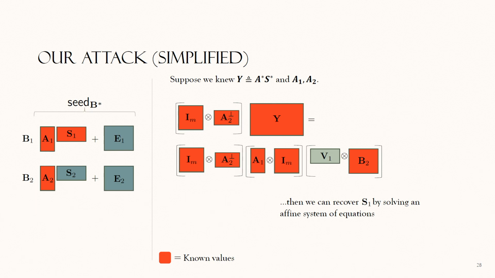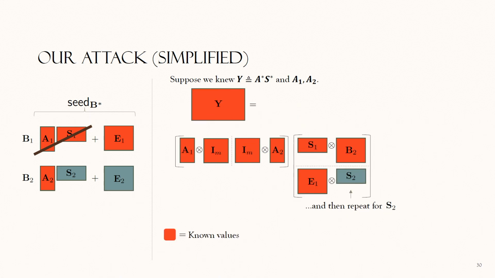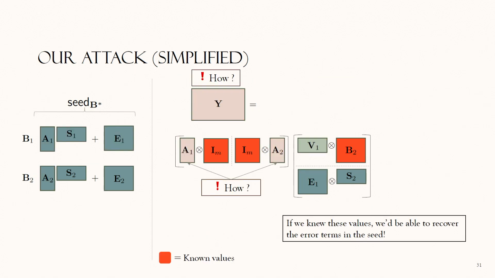So let's say we know S1 now. Then, since we know B1 and we knew A1, we can recover E1. And if I know E1, I can go back to the top and now repeat for S2. The big question is, if I knew all these values, we'd be able to recover the error terms and the secrets in the seed. But the construction they give actually does not give out A1 and A2. And it obviously doesn't give out A star, S star, because otherwise you would know E star.